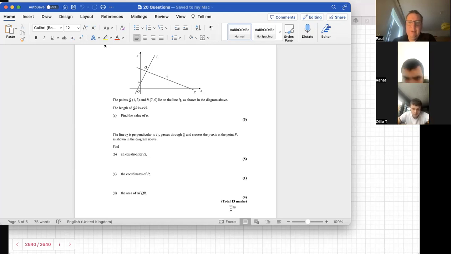So can you see that? Okay. Yeah. So draw a picture, draw a sketch, and find the length of QR.